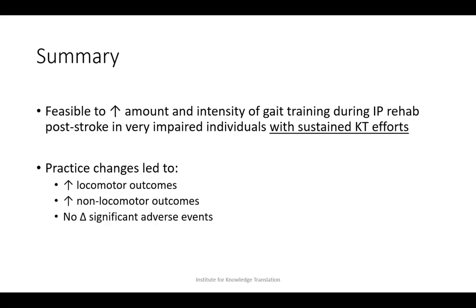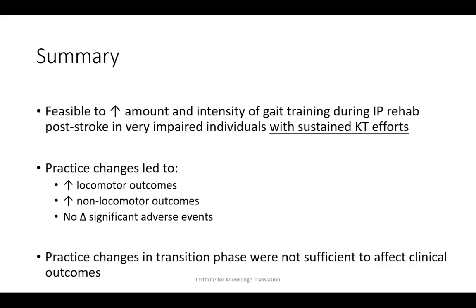There was no change in significant adverse events, and we talked a little bit about the falls and whether or not that was a significant contributor. But in terms of the major adverse events, no differences between groups. And the final take-home piece here was really the fact that the transition phase had statistically significant changes in what was going on in the therapy session. However, these changes weren't sufficient to positively affect clinical outcomes. So you really have to meaningfully change your practice to get the gains and outcomes that we want for these patients.